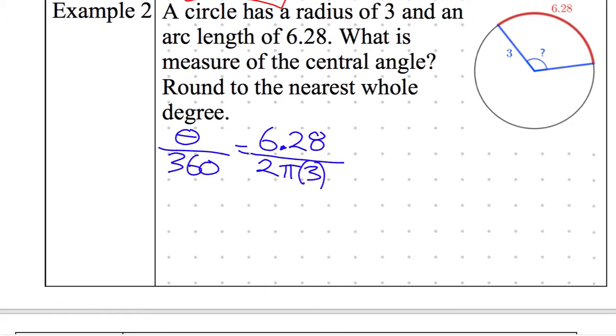Right now I'm dividing by 360. What's the inverse operation of dividing by 360? Who can do this for us? Lorea, go for it. There it is. Multiply by 360 on both sides.